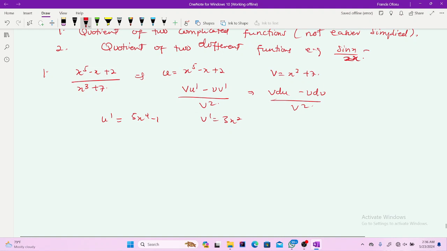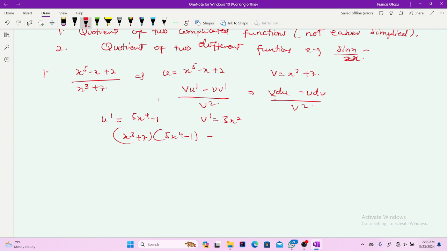So v du. From here, we have our v, that is x cubed plus 7, multiplying the u, which is 5x to the power 4 minus 1, minus u, which is x to the power 5 minus x plus 2, times v prime, which is 3x squared, all over the expression v squared, which is x cubed plus 7 all squared.